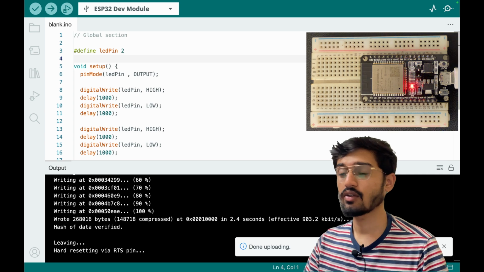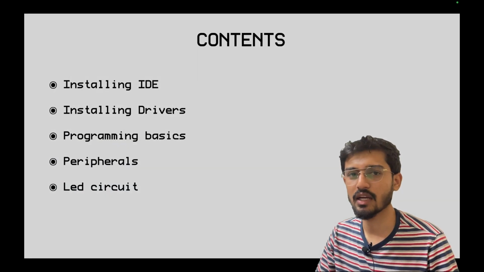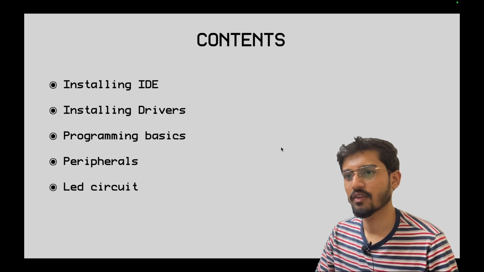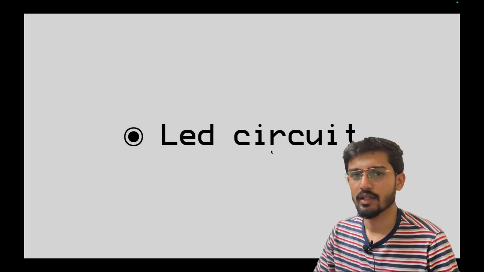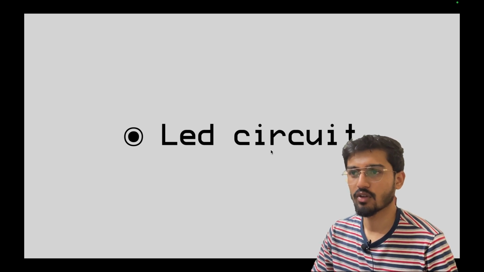As you can see, the code compiled and uploaded successfully. As I have started with programming, I would like to continue with building the LED circuit for now. And let's take peripherals in the later part of this video. All right, let's start with the LED circuit. If you're already familiar with how to build an LED circuit, then I would urge you to skip to the programming section for the circuit. If not, then you can just follow along.